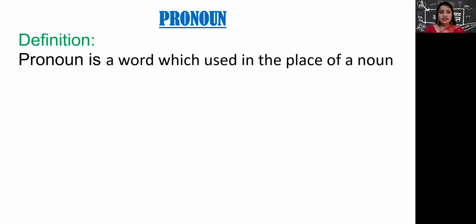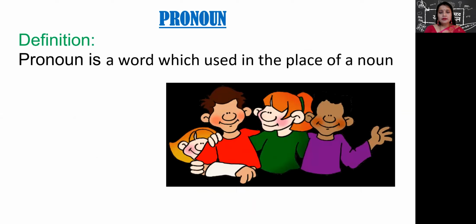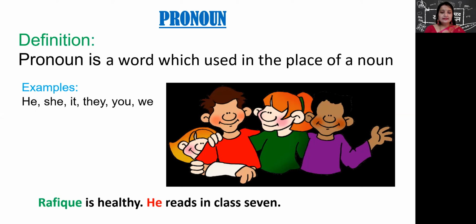Next one is pronoun. The definition of pronoun: a word which is used in the place of a noun. Here are some examples of pronoun: he, she, it, they, you, we. Here are two sentences. Rafiq is healthy. He lives in class 7. Here, Rafiq is a noun, and he is used instead of Rafiq. Understand, my dear students? That's why he is a pronoun.